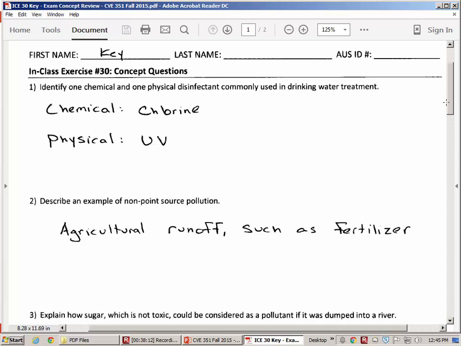Agricultural runoff. It could be anything basically other than point source pollution, which is when a pipe goes into a river. Remember, the difference is whether it's flowing over a sheet or if it's coming from a single location. It should be like a factory or a pipe.